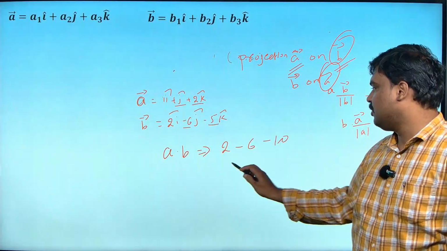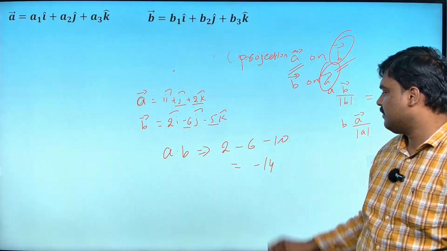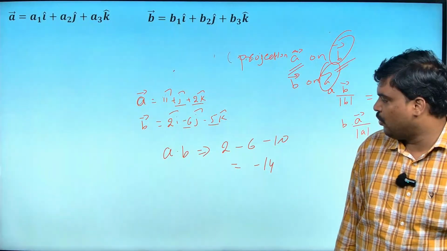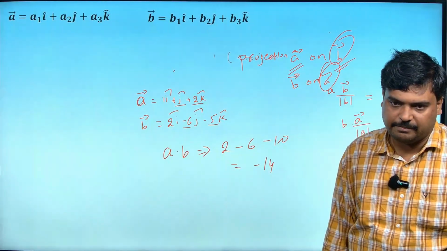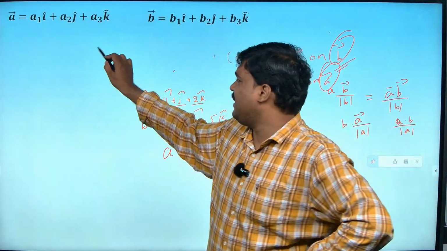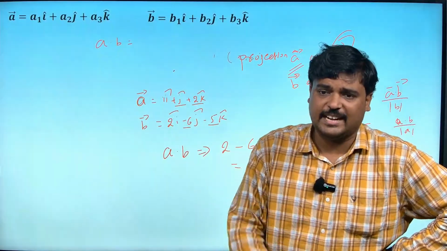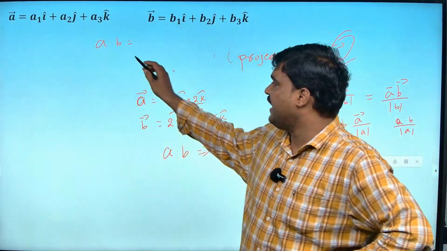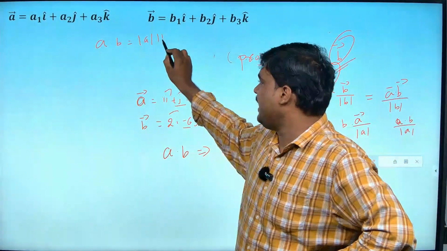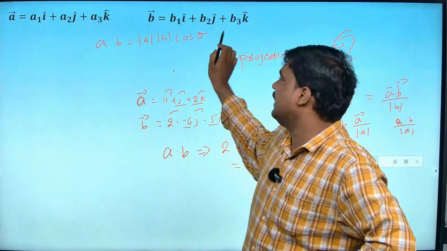Minus 10. So what is the answer guys? Minus 14 is the dot product of a dot b. Okay sir, a dot b I got. But can a dot b be found only this way? If I know only the vectors I can find it? No. What is the formula? A dot b is equal to mod a mod b cos theta.